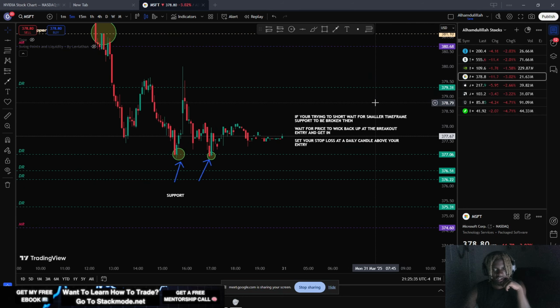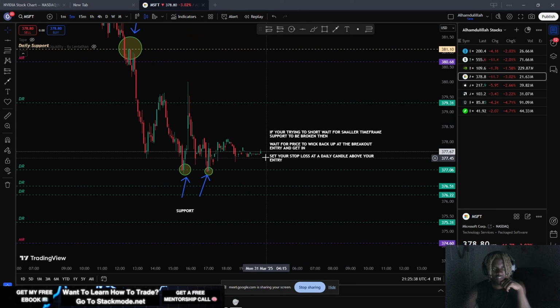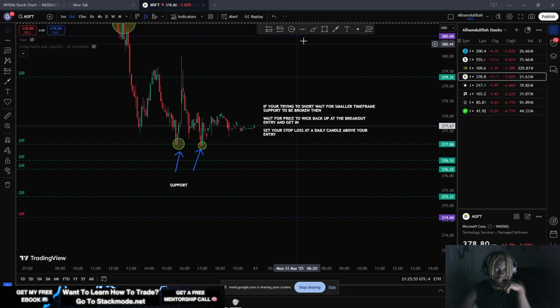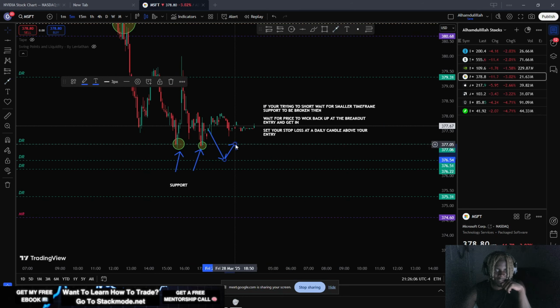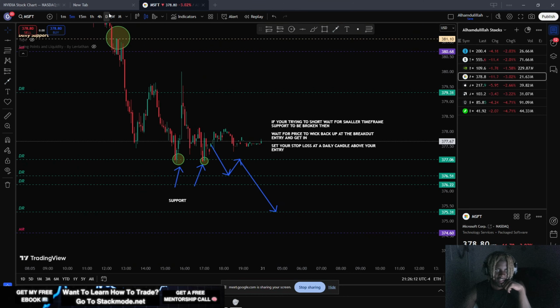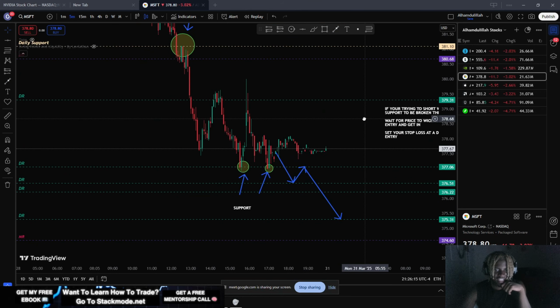So if you're trying to short, right? After we've marked out all of our levels on the monthly, weekly, and the daily, now I'm on my smaller time frames here. Because we know that market decides to bounce at areas of resistance, we see that this support was created over here on the smaller time frames. So boom, if I'm going to short, I'm going to wait for market to break the area of support. Then I'm going to wait for market to pull back up to the entry. And if market holds it, I'm going to take it back down. And then my stop loss is going to be a daily candle above my entry.